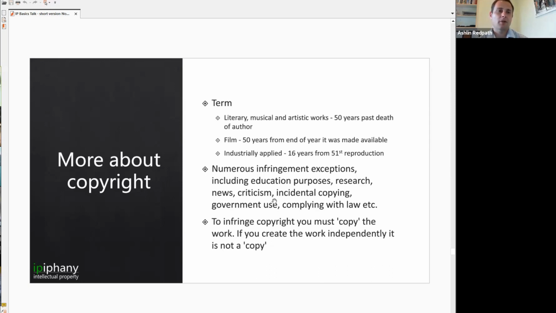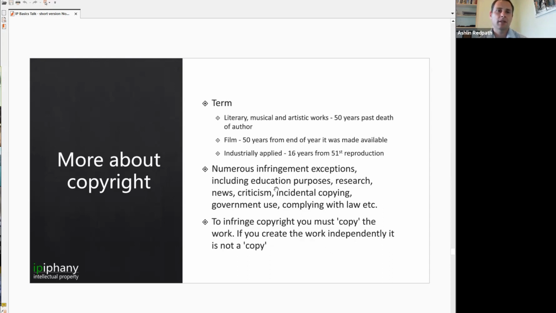We also have industrial copyright in New Zealand. That means if you reproduce something in 3D form, and you've done more than 50 reproductions, then you have copyright in that, and it runs for 16 years from the 51st reproduction. So even without a design registration, you may still have intellectual property in something that you've reproduced.